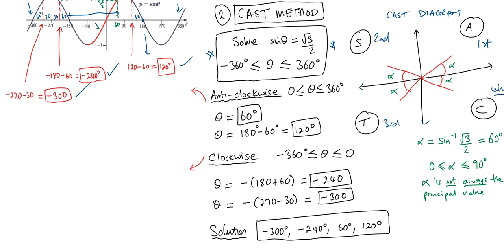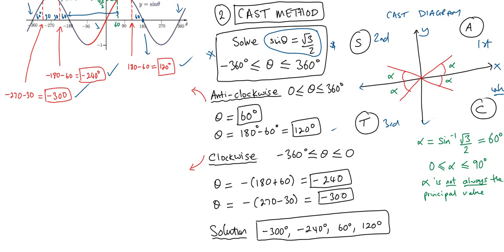So what we do when we've got a question like this is find this angle alpha. Alpha is not the same as theta, and it's not always the same as the principal value, so just remember that. Alpha is the angle that the solutions we're going to find make with the x-axis. This is the x-axis and this is the y-axis. So all we do is put alpha equals sine to the minus 1 of root 3 over 2.